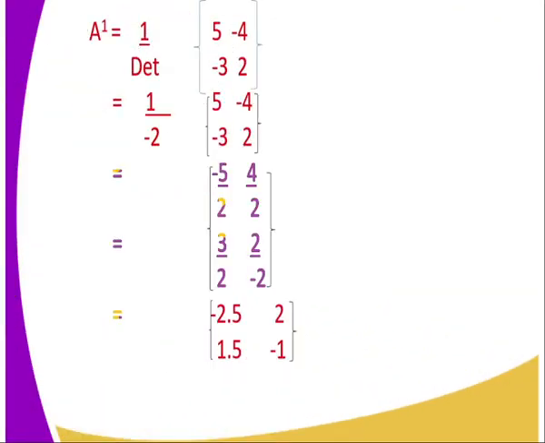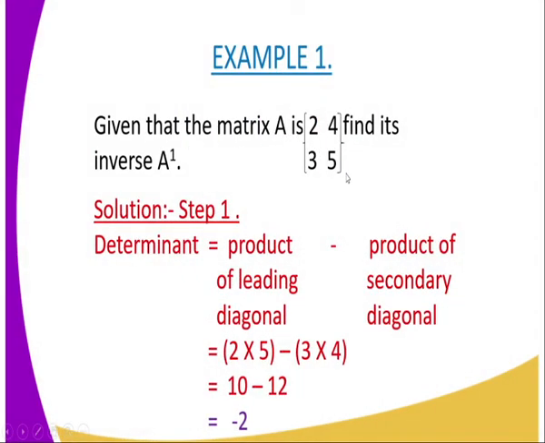Then the second step, you are supposed to equate the inverse with 1 over determinant. Then in the matrix A, you are supposed to interchange the position of 5 and 2 in the leading diagonal. Therefore, instead of writing 2 where it is, you write 5, and instead of writing 5 where it is, you replace it with 2.